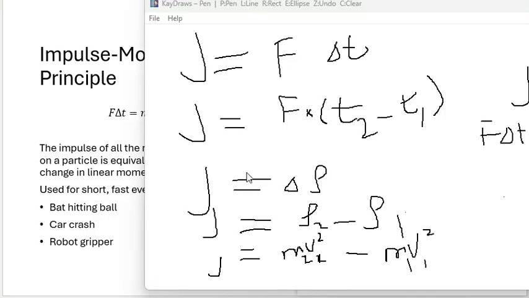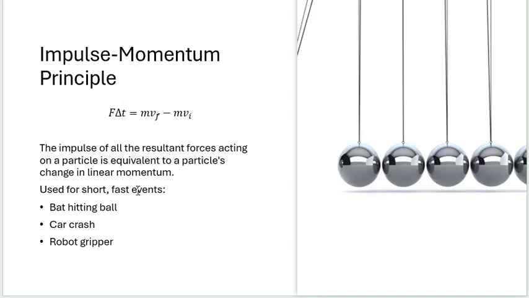This one, okay. So how we calculate it, it's just the impulse equation written in 2 different ways, in terms of force and time, and then in terms of momentum. So the impulse of all the resultant forces acting on a particle is equivalent to a particle's change in linear momentum. So we use it for short, fast events, so a bat hitting the ball, a car crash, robot grippers are all examples that you can picture in your mind.